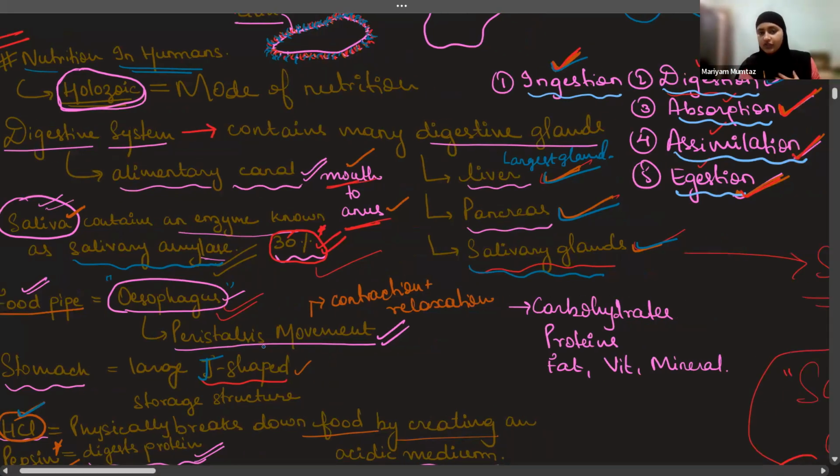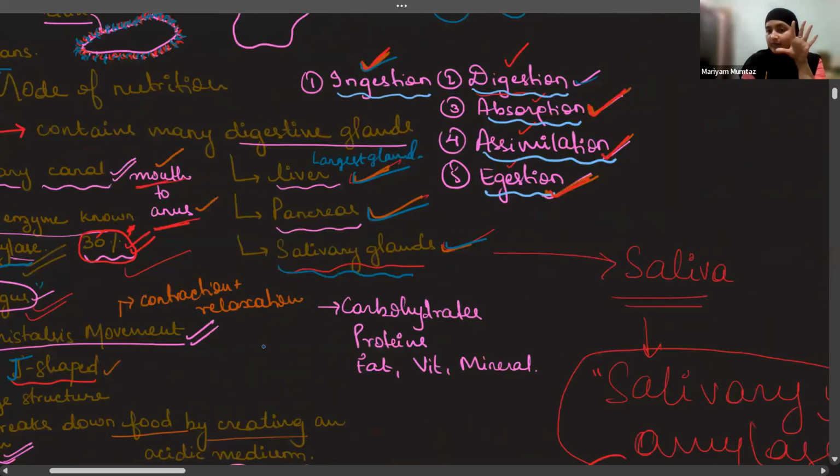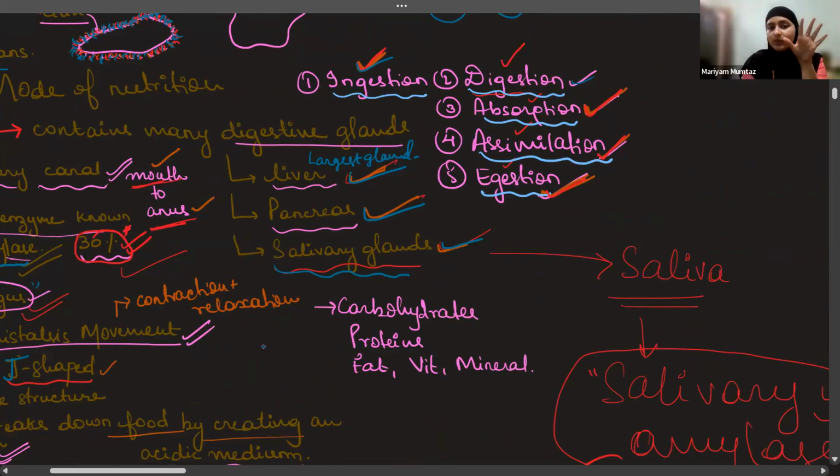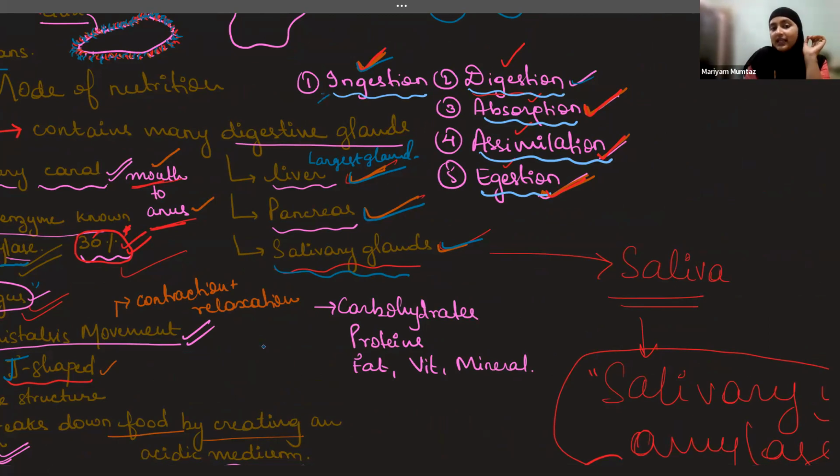Now, our nutrition takes place in 5 major steps. To begin with, the first step is ingestion. Ingestion is wherein we take in the food. We put the food in our mouth, we chew it. Secondly, when the food is swallowed, it goes to the stomach and so on. Then that food gets digested. The digestion of the food is the second step.